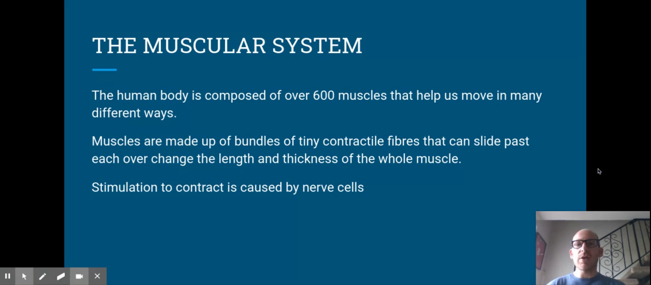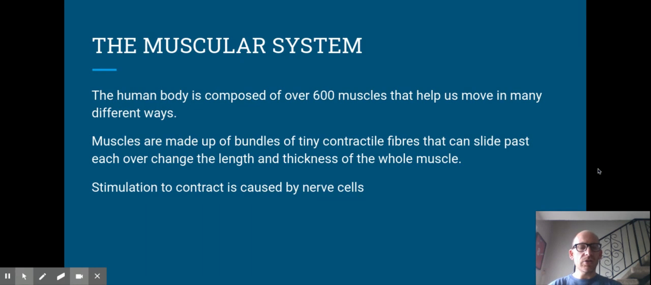We have 600 muscles within our body that help us move in a variety of different ways. And each of those muscles is made up of tiny bundles of contractible tissue. That means that the muscles slide past each other, they contract and pull in closer, slide past, relax, pull apart. That allows the muscle to change in thickness and length, moving joints around and causing movement.